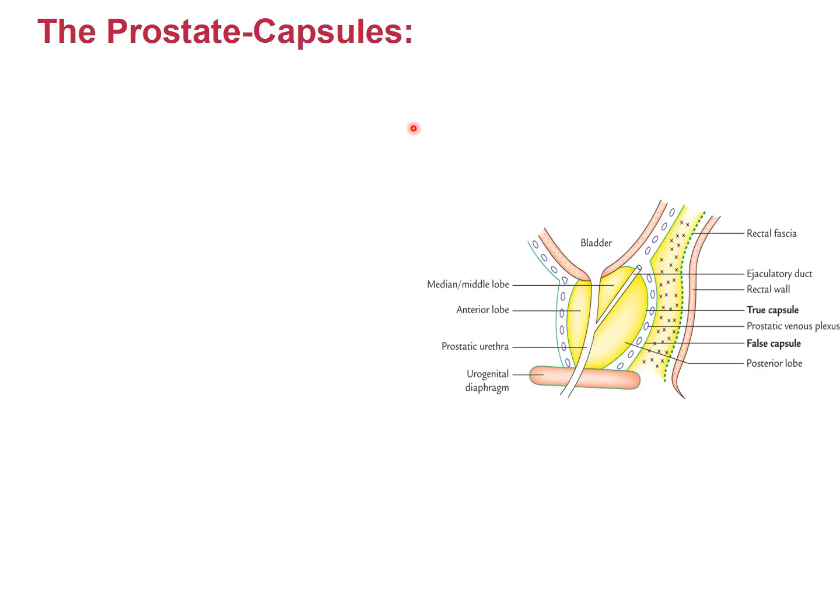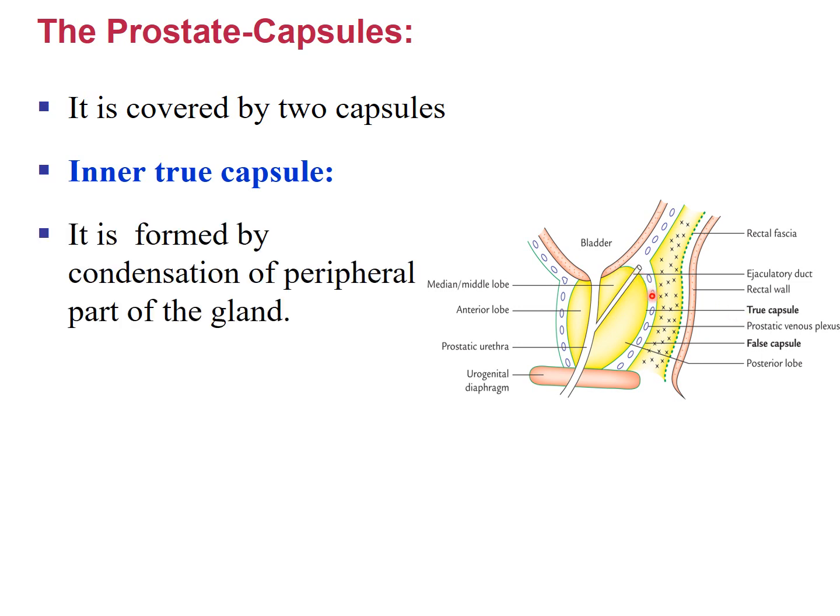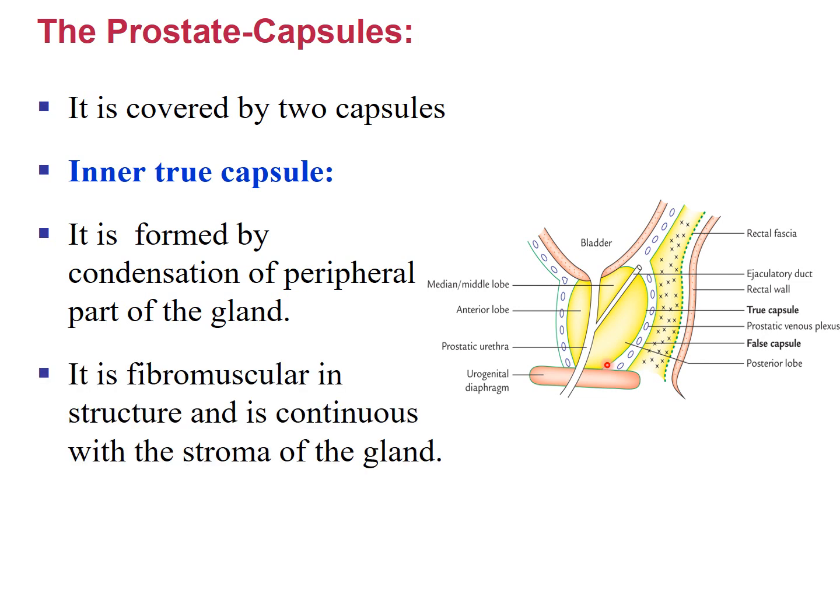The next part is the capsules of the prostate. The prostate is covered by two capsules. Capsules are nothing but the covering layers. So here we have two capsules: the innermost one, the true capsule, and the outer one, the false capsule. The true capsule lines the prostate gland. It is formed by the condensation of the peripheral part of the gland. It is fibromuscular in structure and it is continuous with the stroma of the gland. It contains no venous plexus.